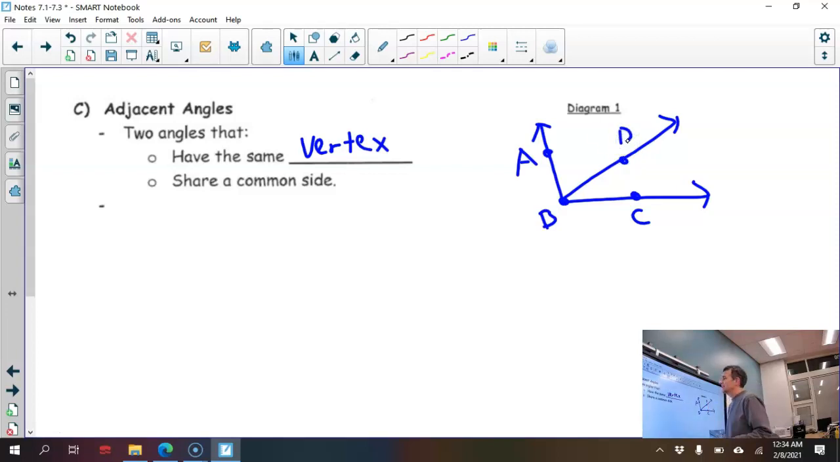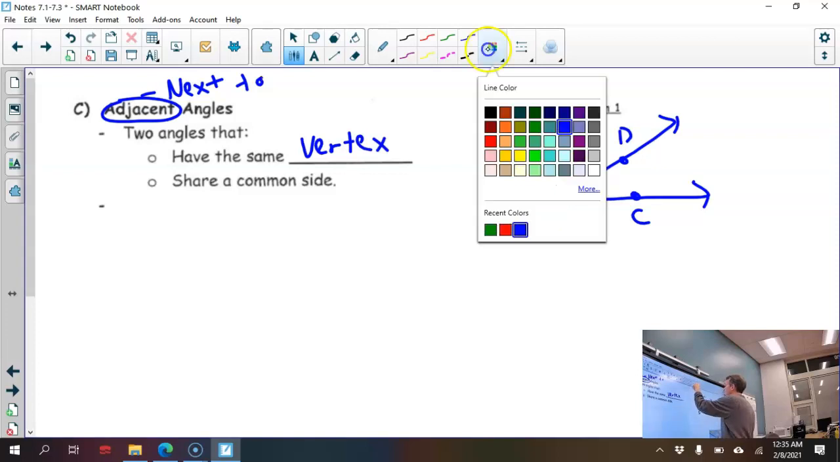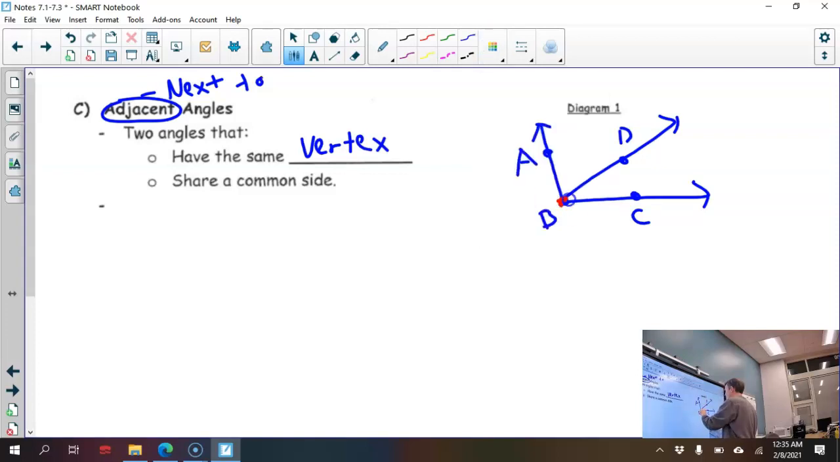All right, so here's what it takes to be adjacent. The word adjacent means next to. These two angles are next to each other. They must share the same vertex, which these angles do. They both have the same vertex right there, right?